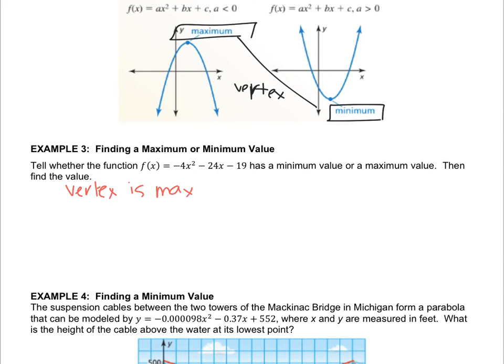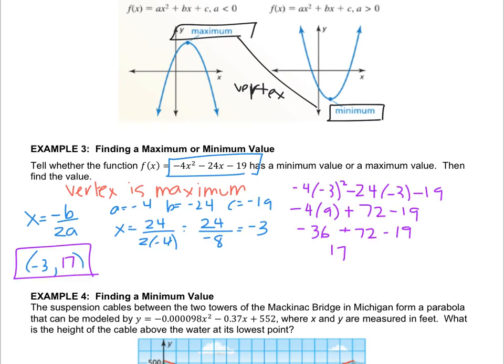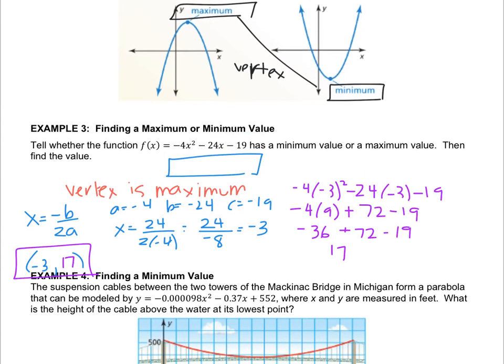And now they want us to find it, so I'm going to have you do that. I want you to use the formula x equals -b over 2a. That's the x-coordinate of the vertex. Then you're going to take your number and you're going to plug it in right here into this formula for x. And then when you're ready, press play, and we'll see what you got. I got -3, 17. All right, let's move on.